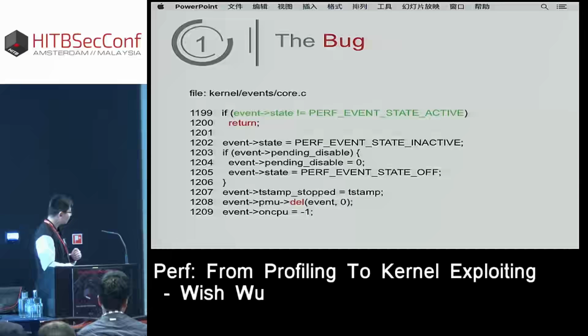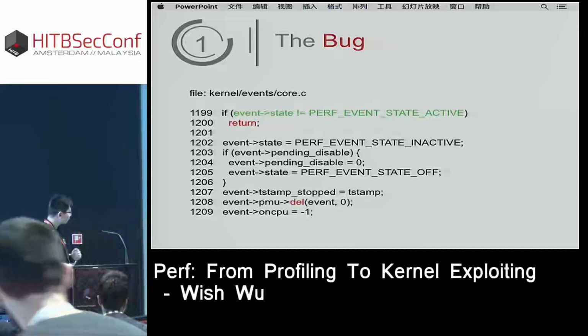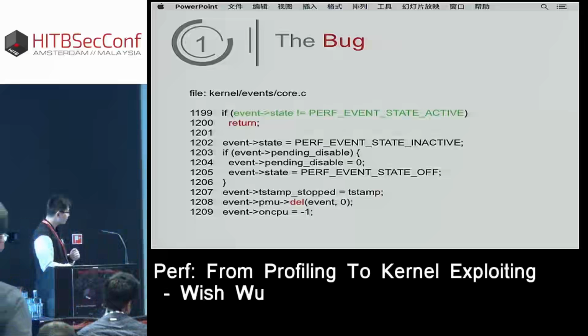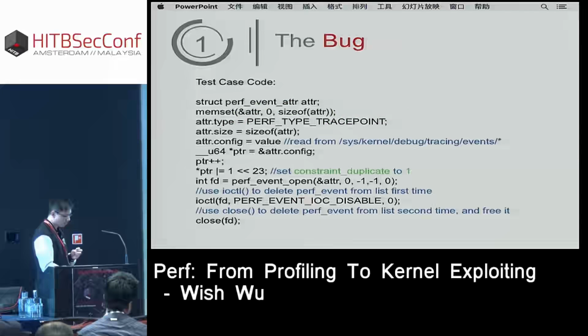Then we'll invoke the PMU delete function. That means if we can change the state from active to off twice, then we delete the event twice.